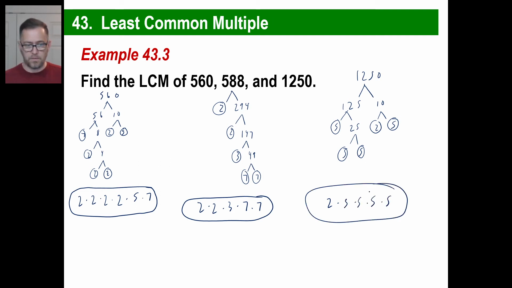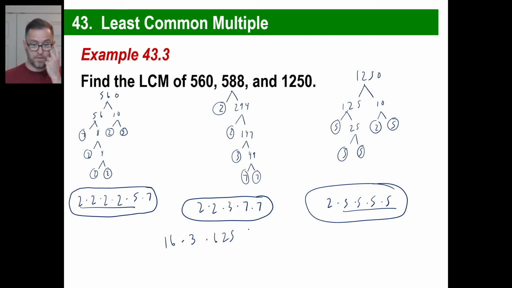Okay, now let's start with 2's. Which has the most 2's? That one does, right? 2 times 2 times 2 times 2 is 16. Which has the most 3's? There's only one with a 3. Times 3. All right, which one has the most 5's? That one does. 5 times 5 times 5 times 5. Good gravy. That's 25 times 25. Holy cow. If you do the arithmetic, you'll find out that that's 625.